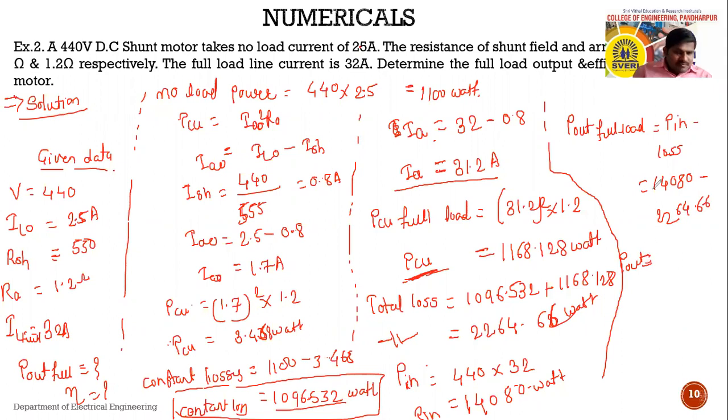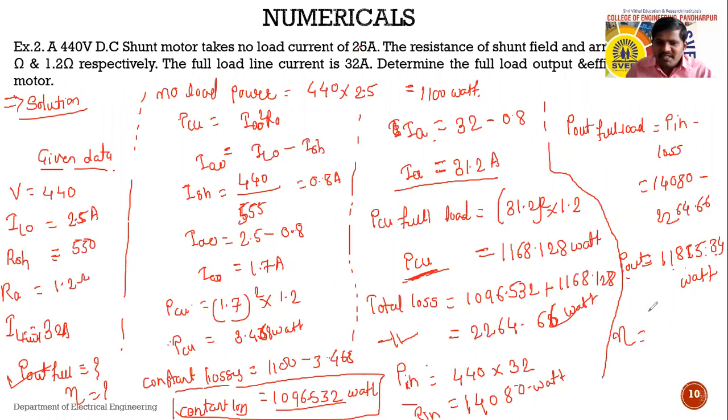P out it is equal, किती येते? 11815.34. See, P out it is equal to 11815.34 watt. We have calculated first one, that is power output at full load condition, and now calculate the efficiency.